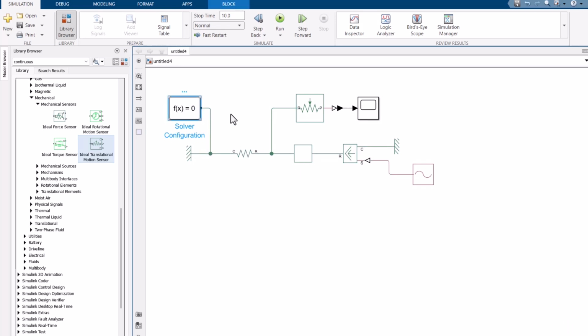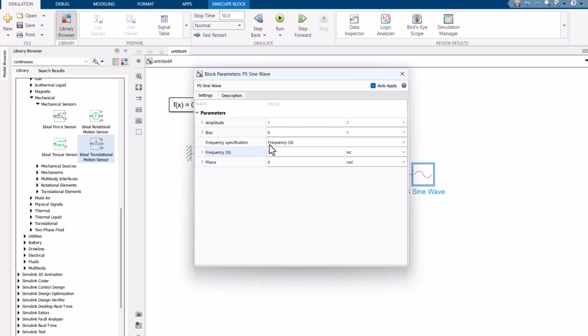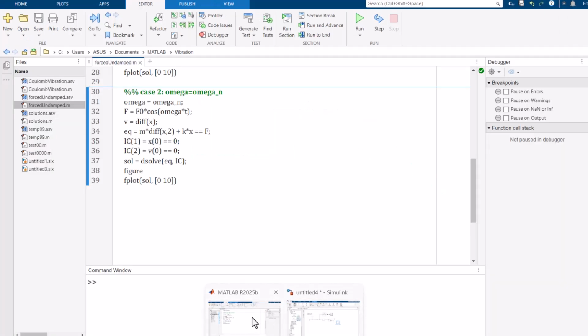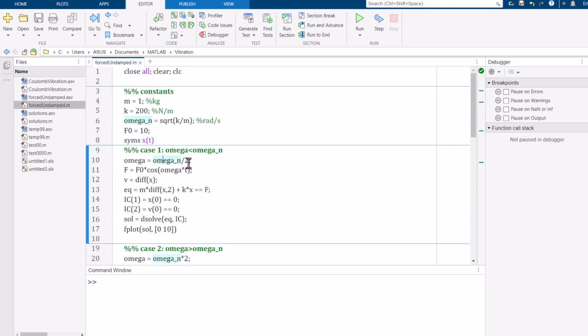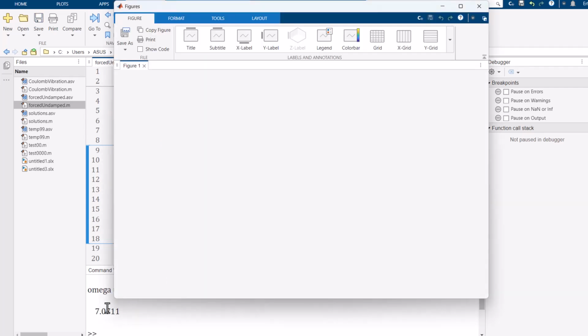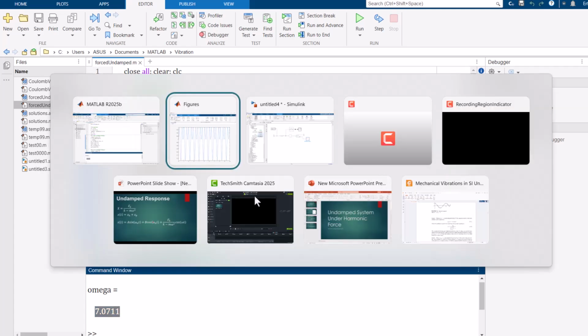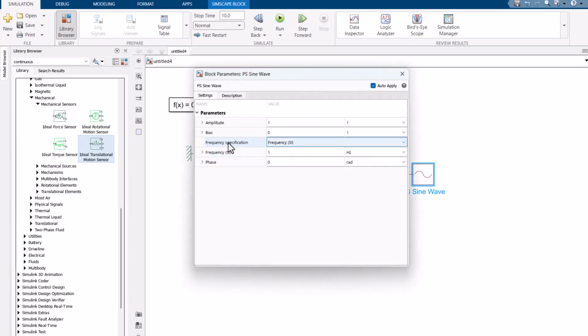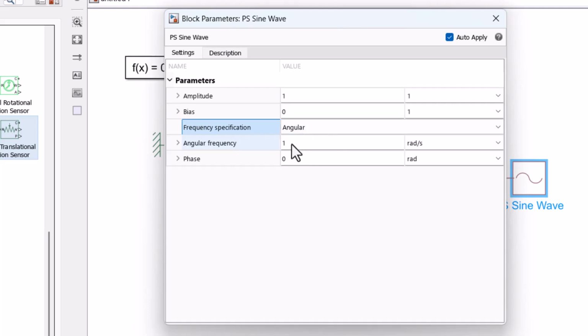Every Simscape model needs a solver configuration. You must know that by now. And I only have to change the settings of this sine wave. Okay, I take a look here, and for case 1, if I run it again, here is omega. I double click on it and I change the frequency to be angular velocity and angular frequency, and it is in radians per second. So now I enter my value.